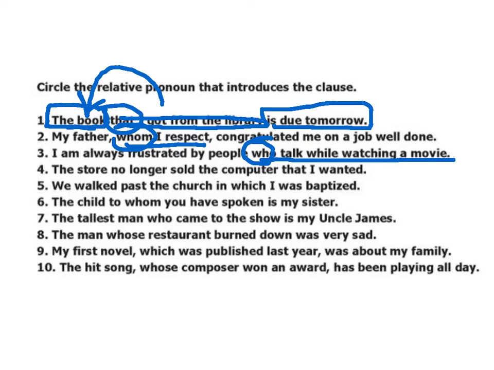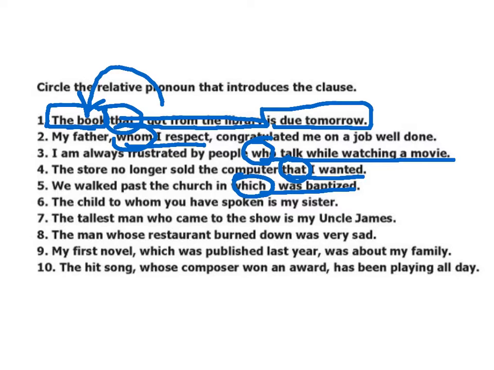Number 4. The store no longer sold the computer that I wanted. You have the relative pronoun that. Which computer is it? The one that I wanted. So that I wanted is the relative clause, and the store no longer sold the computer is the independent clause. Number 5. We walked past the church in which I was baptized. You've got which as the relative pronoun. I was baptized is a relative clause. So we walked past the church in which I was baptized. Which I was baptized is the relative clause.